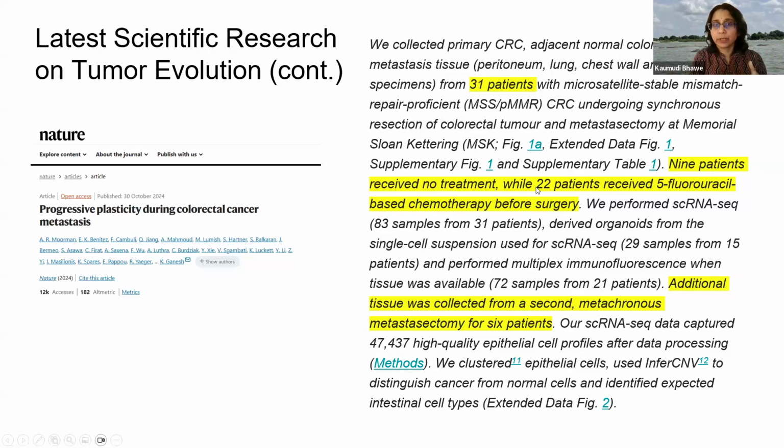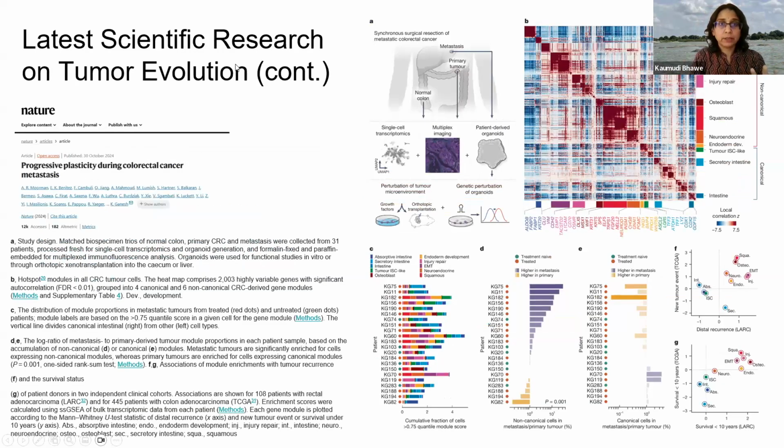Okay, and then these patients had different treatments: some received no treatment, some had standard chemo before surgery, and they looked at this collection of tissue. And then they collected additional tissue at a different time point for 6 of those patients. Metachronous just means at a different time point. And now just look at the picture here. We're not going to go into the depth of this, but what did they do? You see the process: 3 different locations, and then they're doing something called single cell transcriptomics.